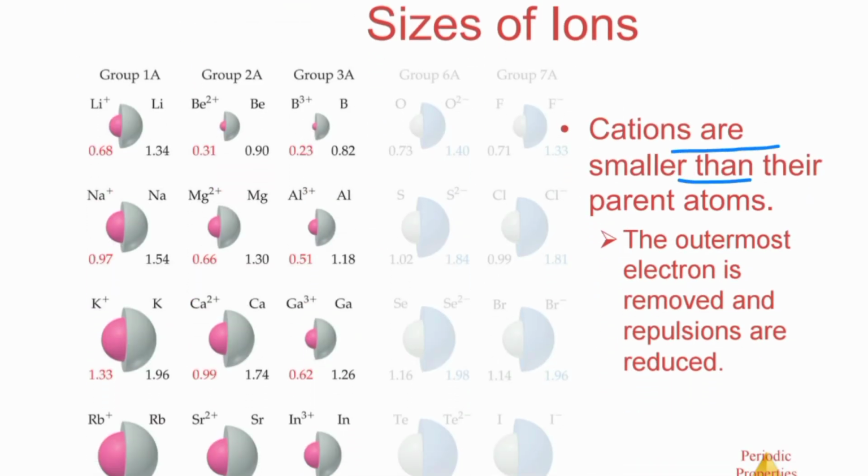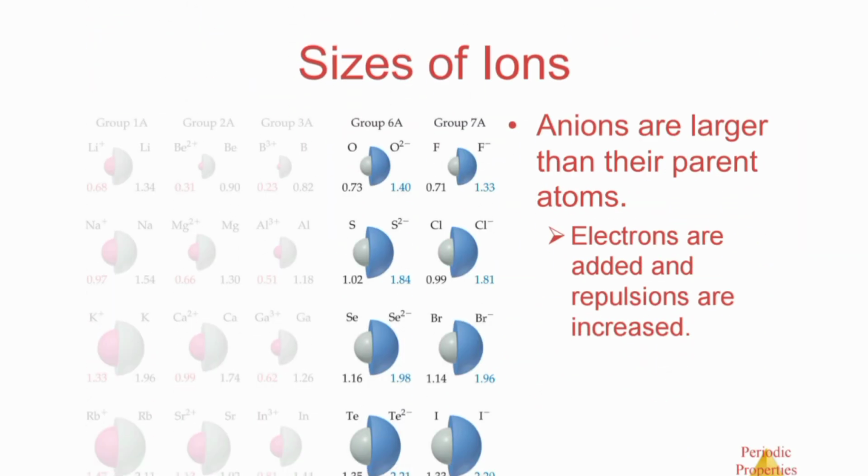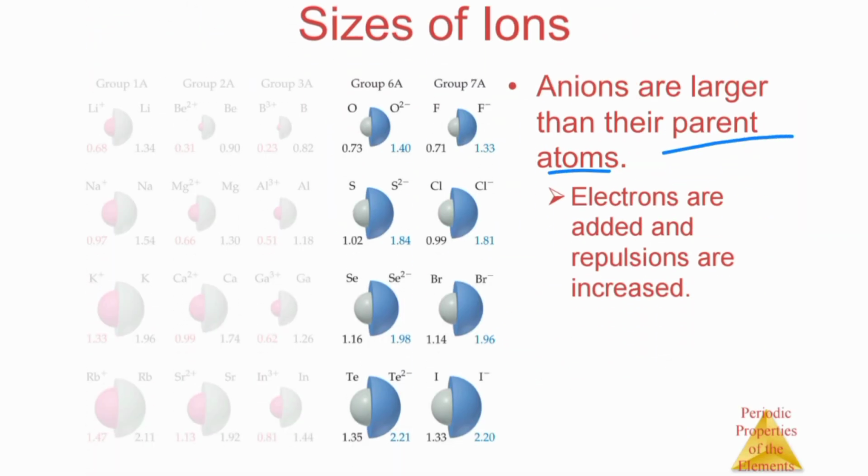Cations are smaller than their parent atom. The outermost electron is removed, and the repulsions are reduced, so the size of cations is less than the parent atom. Size of anions: anions are larger than their parent atom because electrons are added and repulsions are increased. So the size of anions is larger than their parent atom.